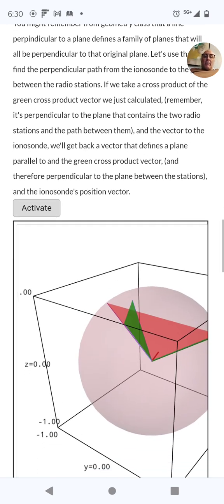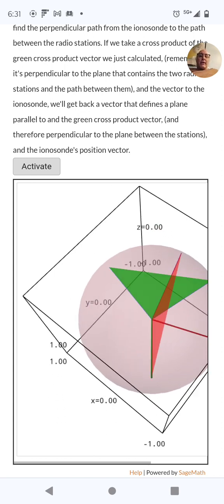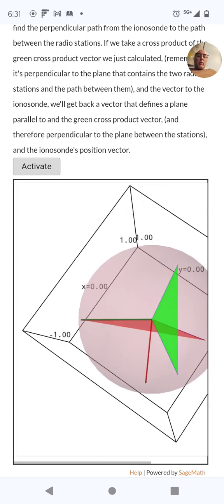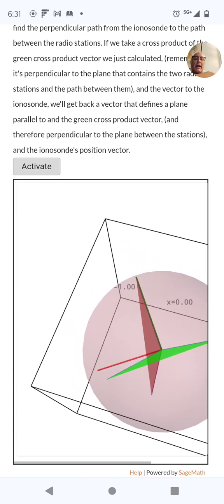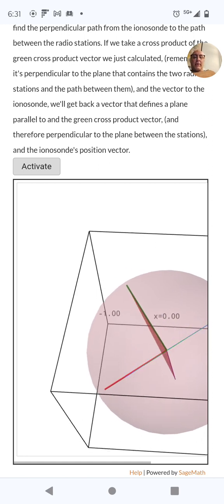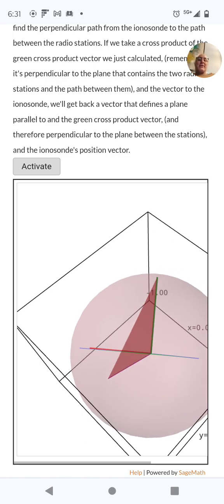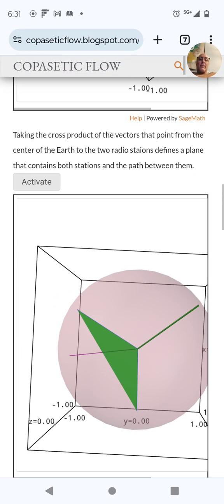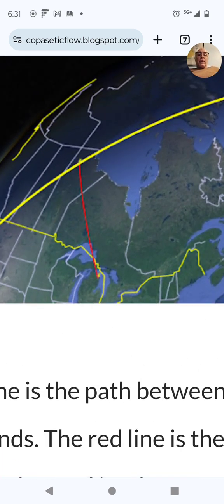Cool. So I've got my plane between my two QSO stations, but what I really want is to know where a line from the ionosonde to the path intersects the path at a right angle. Another thing you may or may not remember from high school geometry is, if I want to know the shortest distance from the point where the ionosonde is up to the path, I need to find the distance of a perpendicular line, and there's only one.